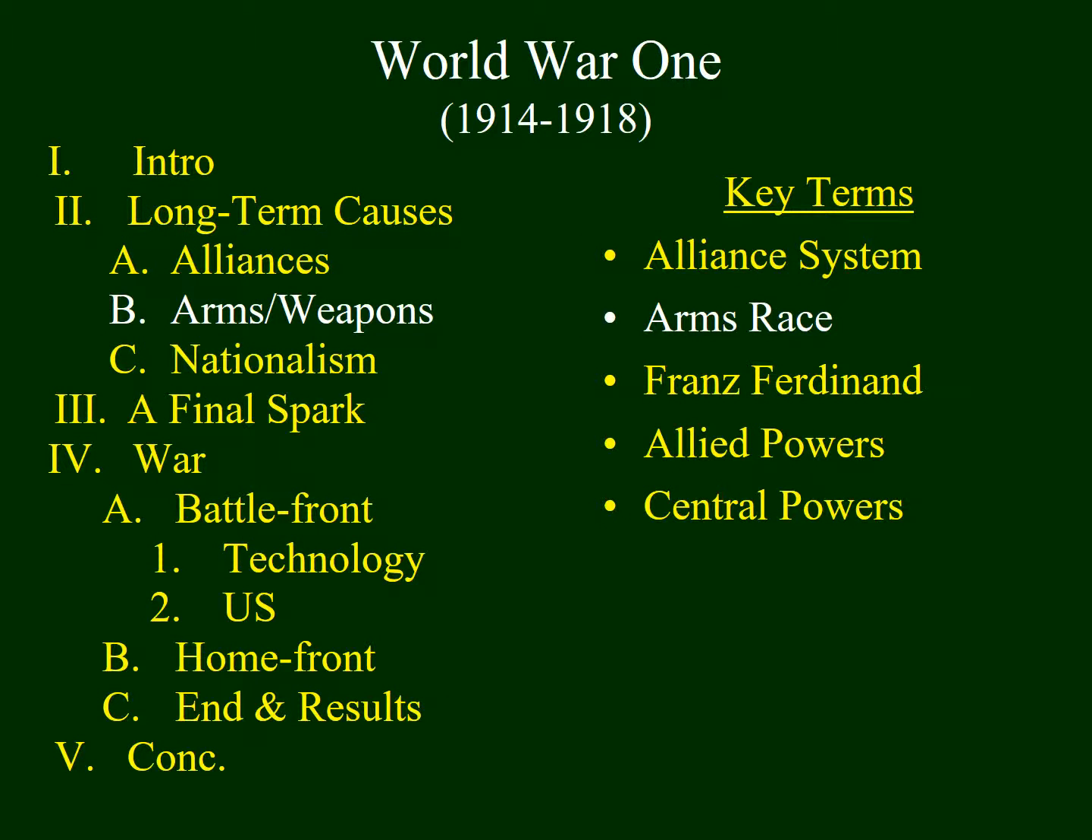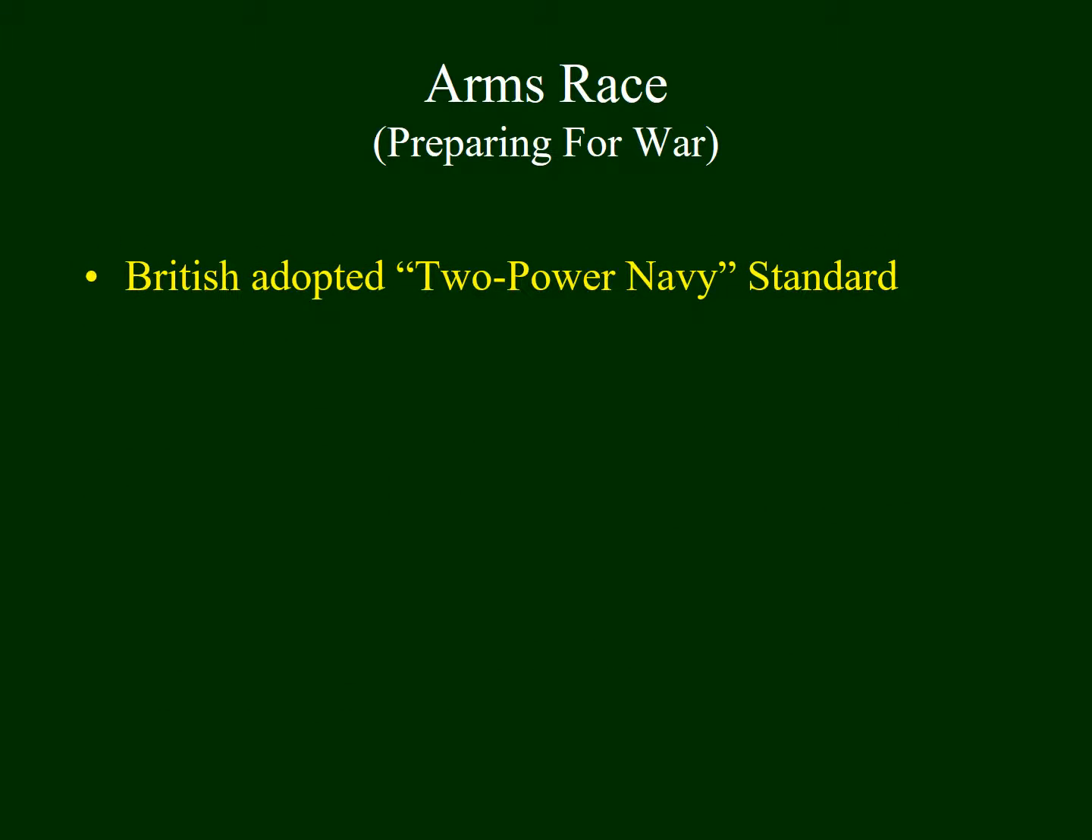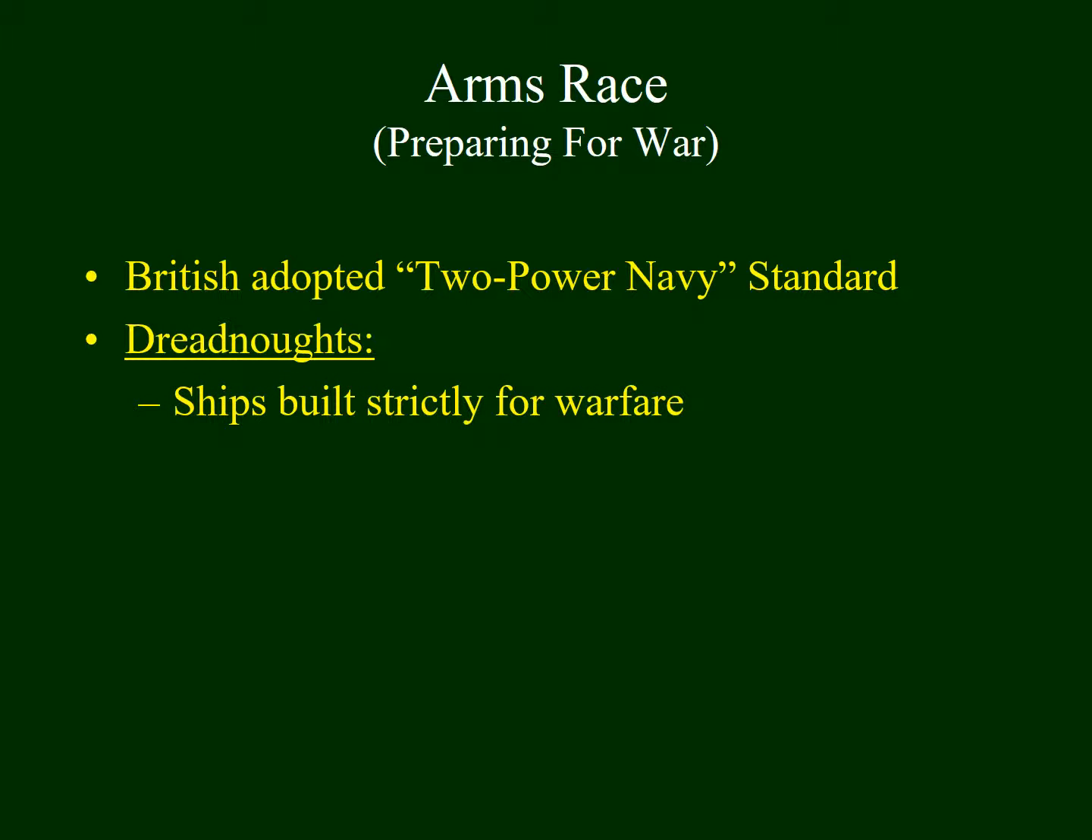Another long-term cause of the First World War was an arms race. Several factors were involved in this arms race. The British knew that they could never have as large of an army as some of the other countries because they were an island nation, so they adopted a two-power navy standard. Their navy was going to be as large as any other two countries' navies combined. Toward that end, they began to develop what were called dreadnoughts. These were ships, battleships, built strictly for warfare.